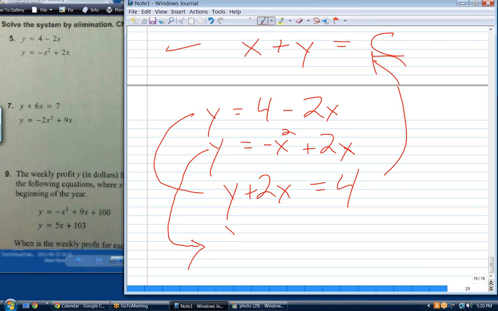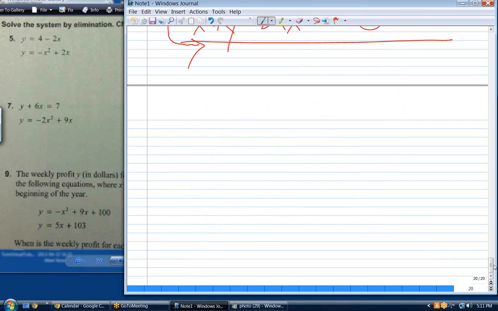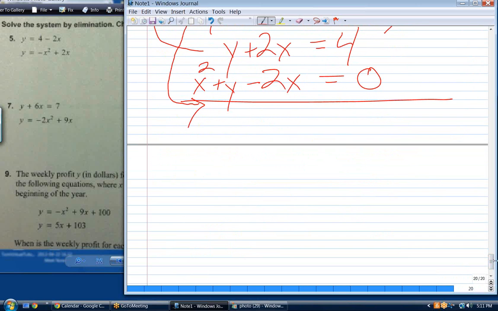So the second equation becomes x squared plus y minus 2x, because I'm bringing this 2x over to the other side, equals 0. Now, when I add those two equations, all right, let me back up. I can't believe they gave you this problem as your first problem for solving by elimination.